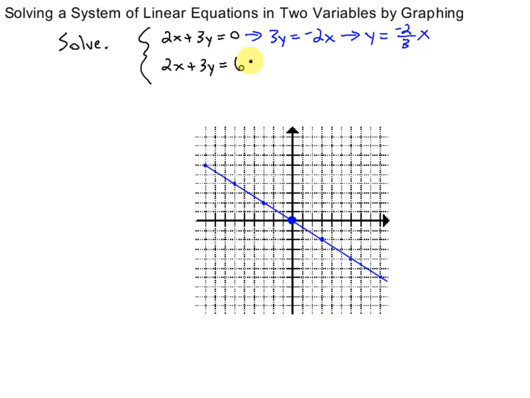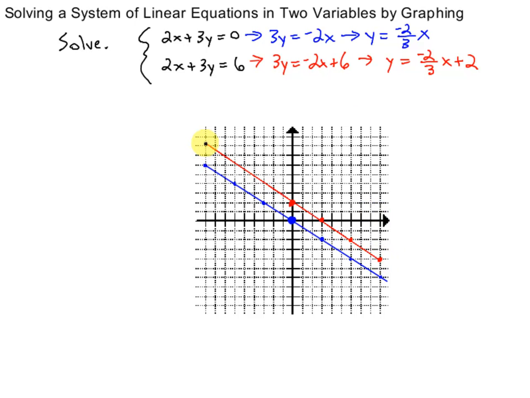So let's work on the second equation. So I'll subtract 2x. Divide everything by 3, and I end up with y equals negative 2/3 x plus 2. Y-intercept is 2. My slope is negative 2/3 again, so rise negative 2, run 3, rise negative 2, run 3, rise negative 2, run 3. And so we get a good idea now.